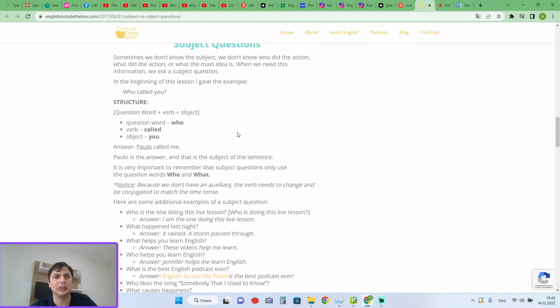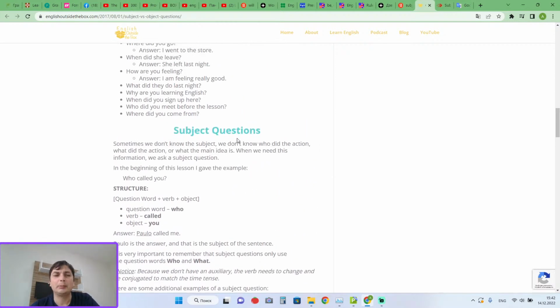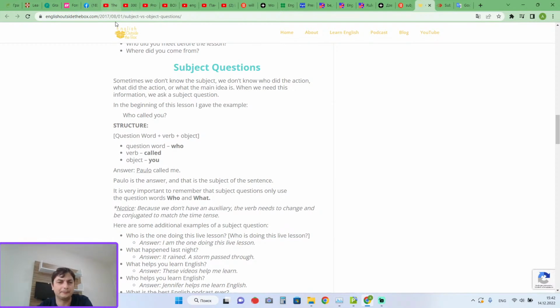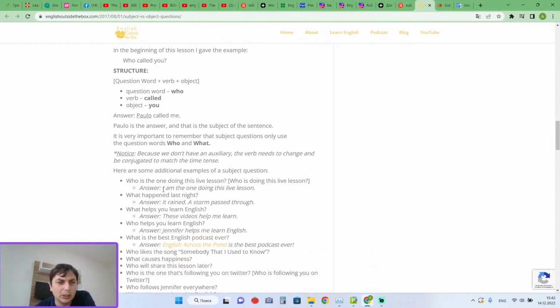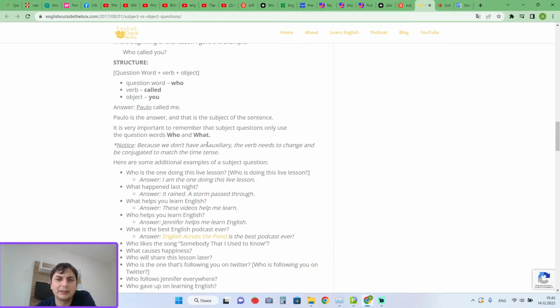We are talking about subject questions. It's very important. Notice, because we don't have an auxiliary verb, the verb needs to change and be conjugated to match the time tense. What does conjugated mean? It's a passive construction: be conjugated.